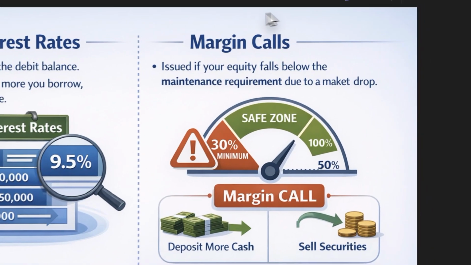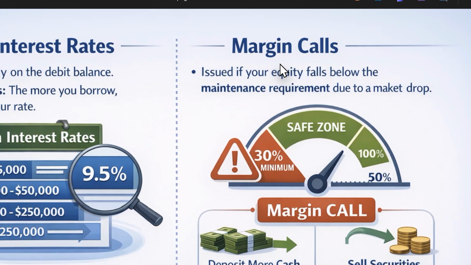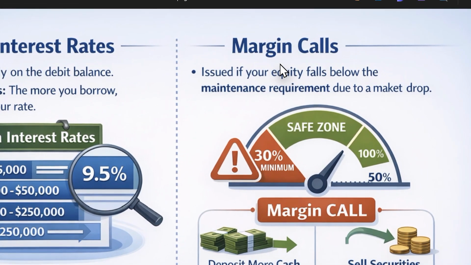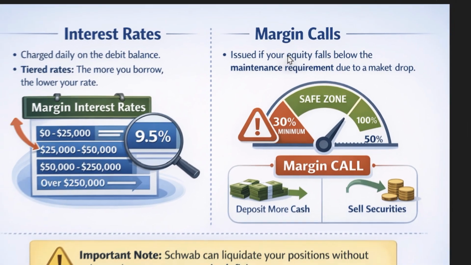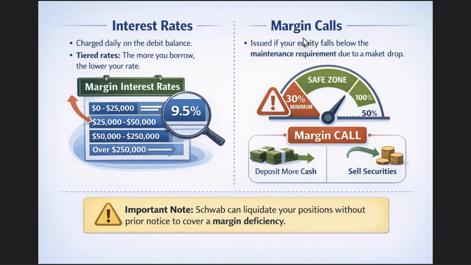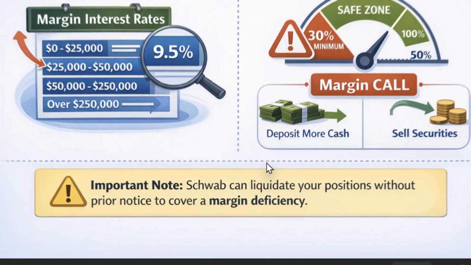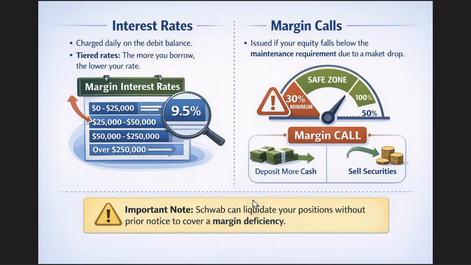And the second thing you have to know is the margin calls. If your account equity falls below the maintenance requirement due to a market drop, Schwab will issue a margin call. You must then deposit more cash or sell your security to remove that margin call. And note that Schwab can liquidate your position without prior notice to cover a margin deficiency. So that is how we can use a margin on Charles Schwab.